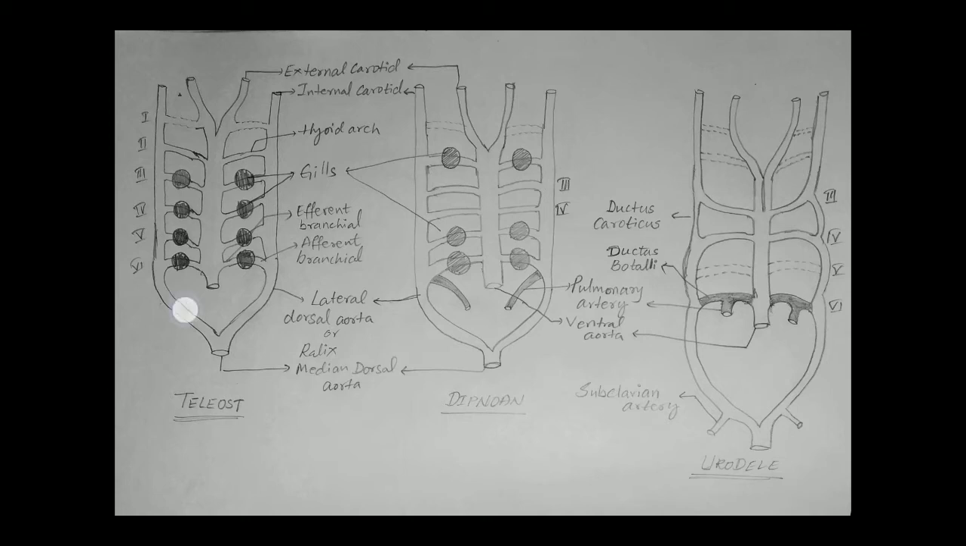Now, talking about the diagram directly without wasting our time. In teleost fishes, you can see the first pair, that is the mandibular arch, is not there. Apart from the first pair, the second, third, fourth, fifth and sixth are functional. There are 5 pairs of aortic arches here, including the hyoid arches. The first gill slits form the spiracles, which are non-functional in teleosts.